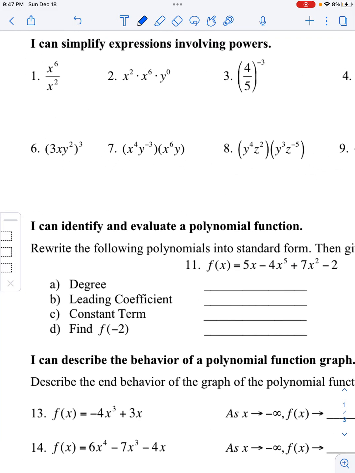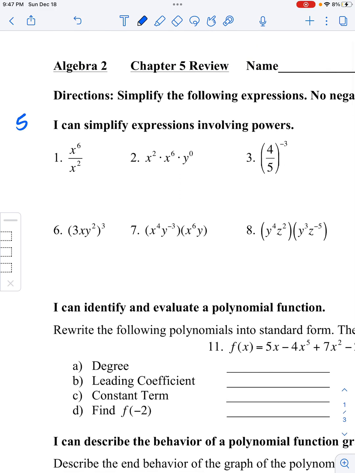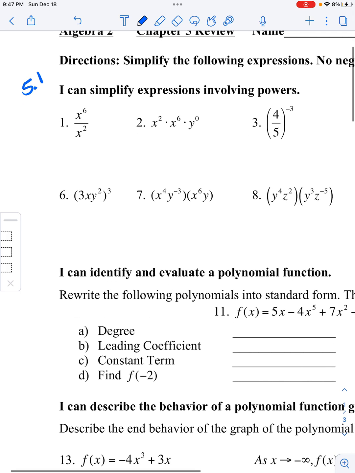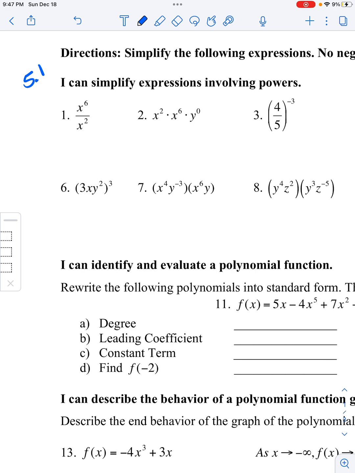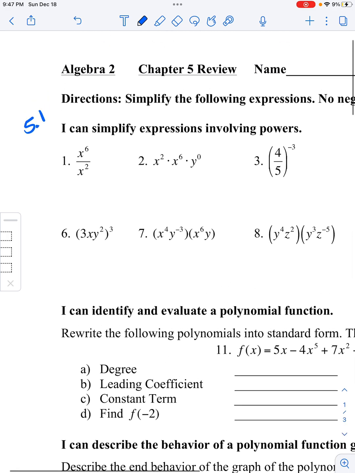Alrighty, friends. Let's go ahead and review. This is 5.1. Keep in mind you get to use your red card, so put on there anything that gives you trouble. On that 5.1 to 5.3 quiz, this is probably the thing that gave people the most trouble.